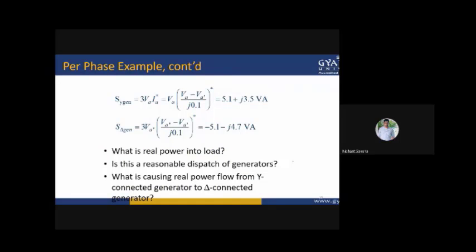We have also been asked to find out the power supplied by the generator in star connected fashion and the delta connected fashion. So when we calculate for the star connection, it comes to be 3 VA IA star. When we substitute VA, IA star is (VA minus VA dash) upon impedance Z. It gives me 5.1 plus j3.5. So this is your P1 star and Q1 star.